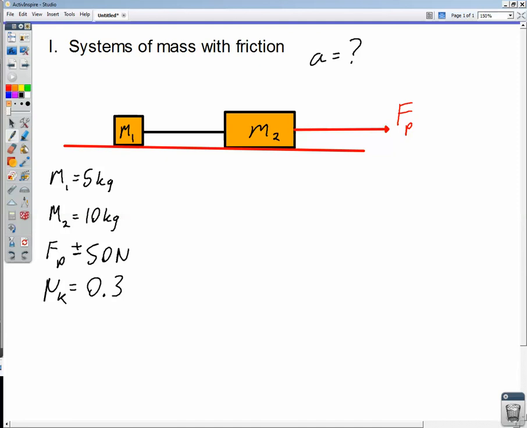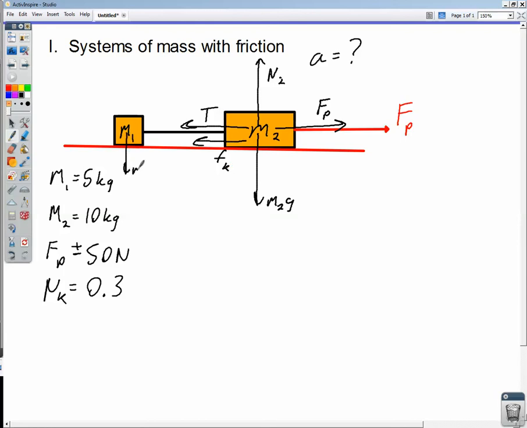Starting place for us is going to be to draw the free body diagram for both of the blocks. And then we're going to look at the system as a whole. So we've got M2g going down. We have the normal force acting on block 2. We have force pull on block 2 to the right. We have tension on block 2 going back to the left. And we also have the force of kinetic friction on block 2 going back to the left.